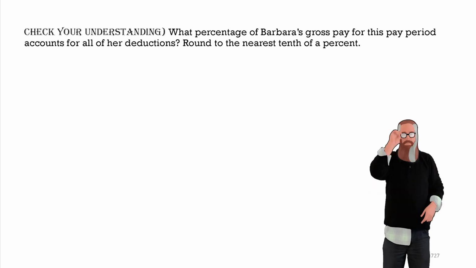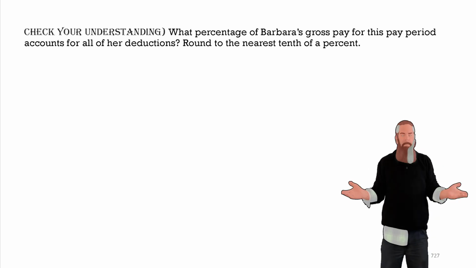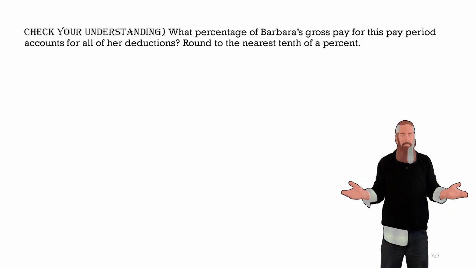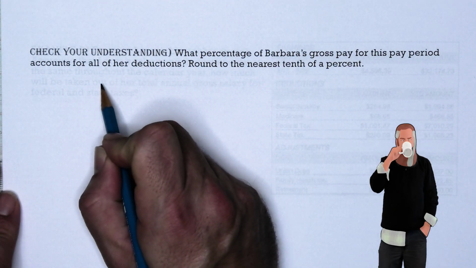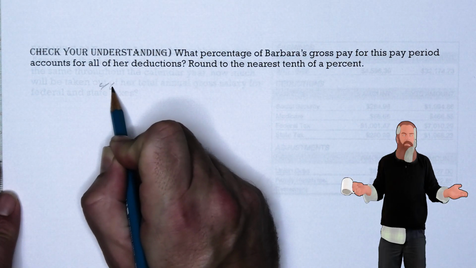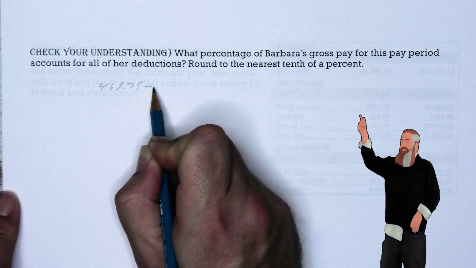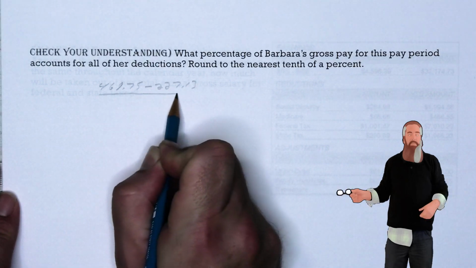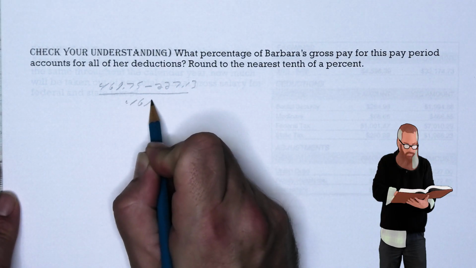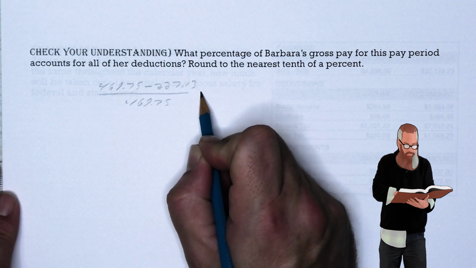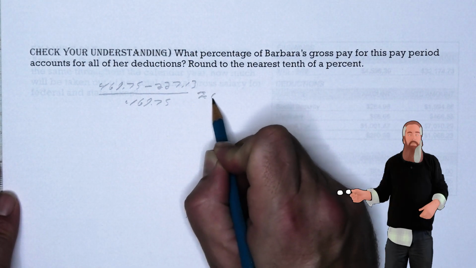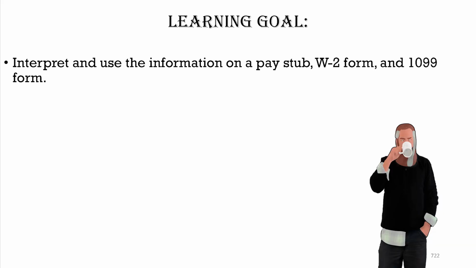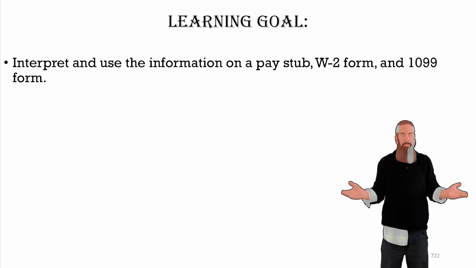Let's check our understanding of this. What percentage of Barbara's gross pay for this pay period accounts for all of her deductions? And we're going to round this to the nearest 0.1%. To do this, we're going to find her total salary of $469.75 minus her net pay, $227.13, and divide that by her pay of $469.75. This is going to give us approximately 0.516, which means 51.6%.